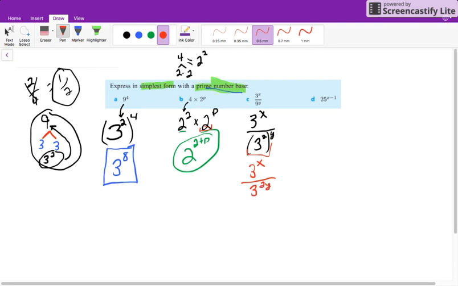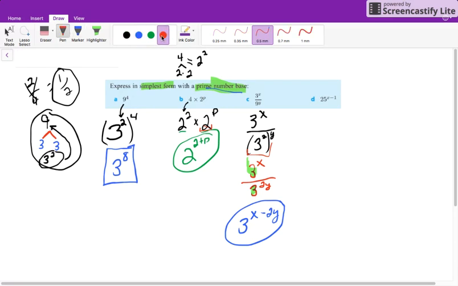All right, now since we have the same base, 3 and 3, we can go ahead and simplify this even more. Since we are dividing like bases, we subtract, so it becomes 3 to the x minus 2y power. And that would be your final answer. All right, it's in simplest form, prime numbers, there's nothing else that we can do with it.